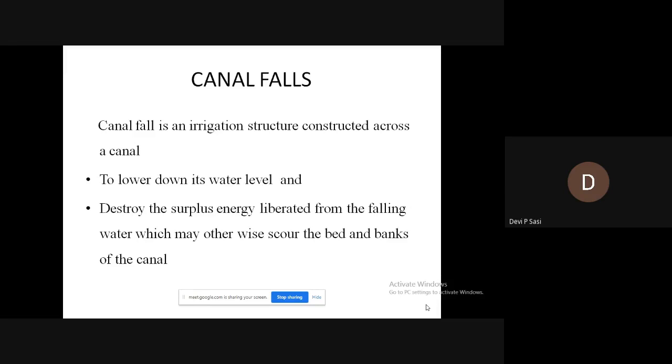So a canal fault is an irrigation structure which is constructed across the canal. It serves two main functions. The first one is to lower the water level, and the second one is to destroy the excess energy liberated by the falling water. If the surplus energy is not destroyed, that falling water will scour the beds as well as the banks of the canal. So these are the two main functions of the canal fault. Now we can see the different types of canal faults.